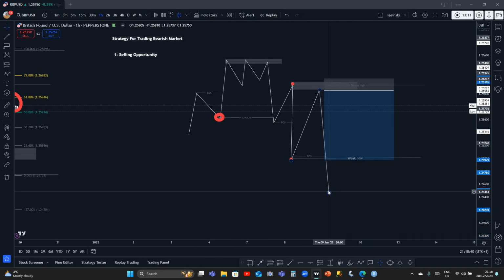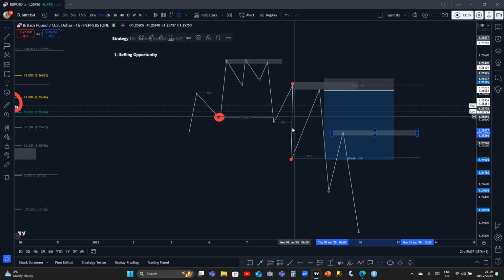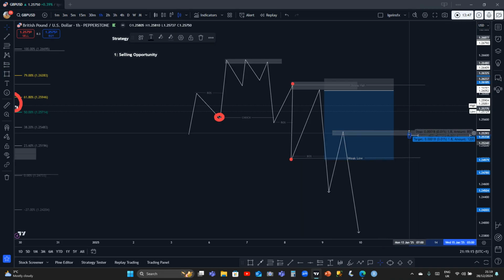Price has broken down this low. Then the next movement is for price to come, create a low, make a pullback like this, then push again and break structure to the downside. Now all you need to do is get involved from here again, and your target should be this low.